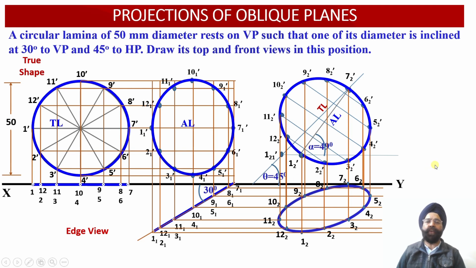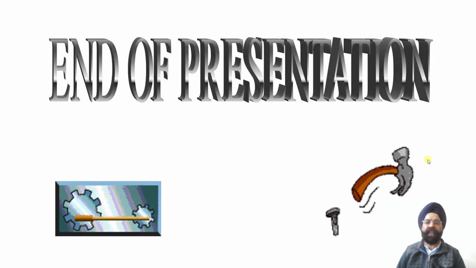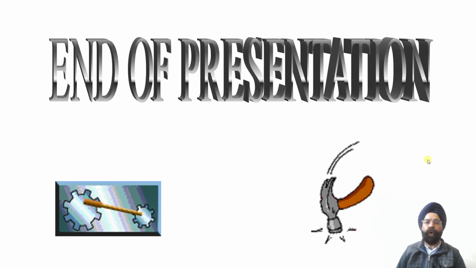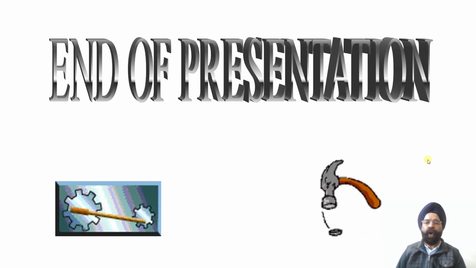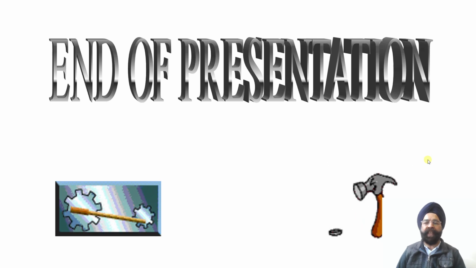So this is all for today. I hope that through this discussion you would have been able to understand the procedure to evaluate the orthographic projection of an oblique circular lamina which happens to be inclined with respect to the vertical plane as well as the horizontal plane. We are going to continue with further discussion regarding a few more illustrative cases of orthographic projections of oblique planes in the coming lectures.